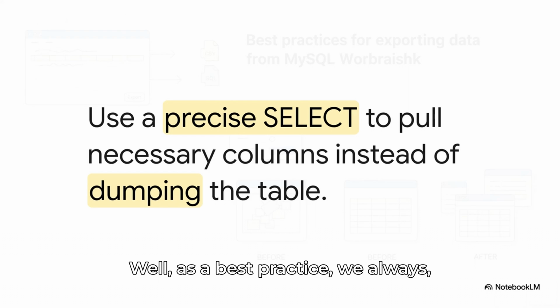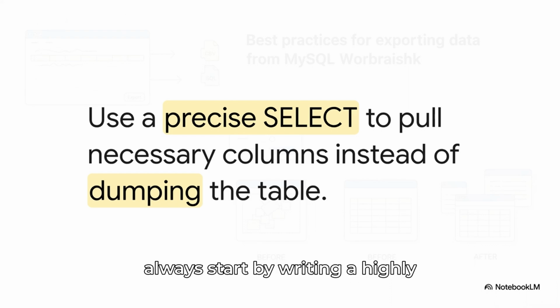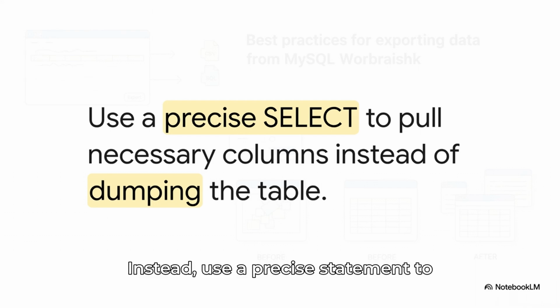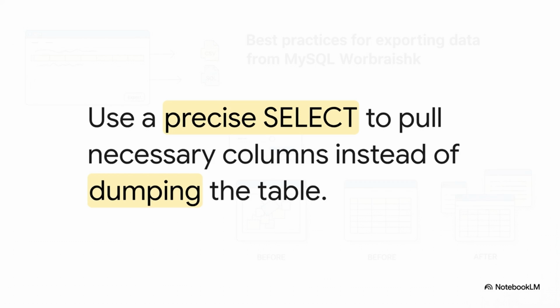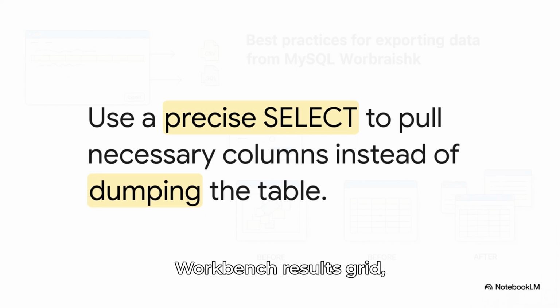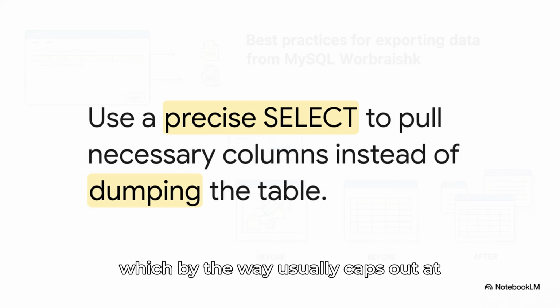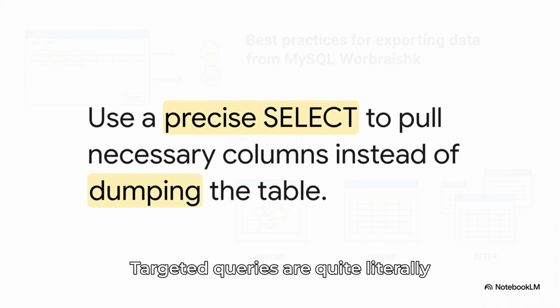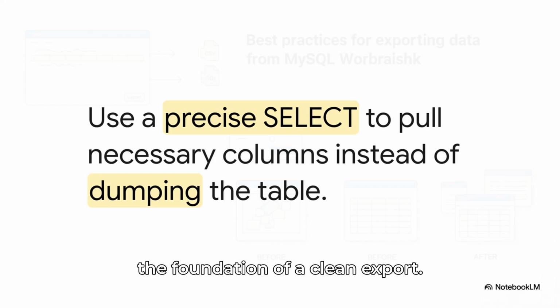Well, as a best practice, we always start by writing a highly targeted select query. Please resist the urge to take the lazy route and just dump an entire table with a generic select star. Instead, use a precise statement to pull only the necessary columns. You want to use strict where clauses to filter the rows down to that specific time frame, in our case, last month, and that specific dollar amount of over $1,000. If you just dump massive amounts of unneeded data into the Workbench results grid, you risk totally exhausting the application's memory buffer, which, by the way, usually caps out at 1,000 rows by default anyway. Targeted queries are quite literally the foundation of a clean export.